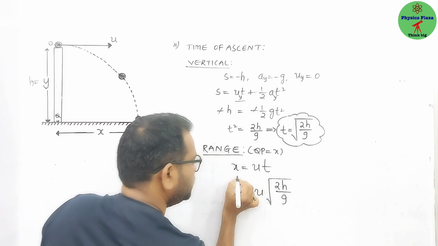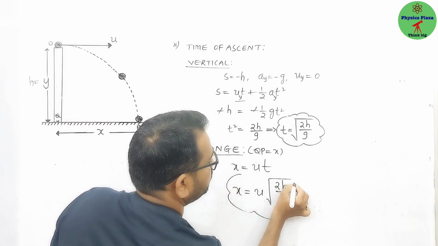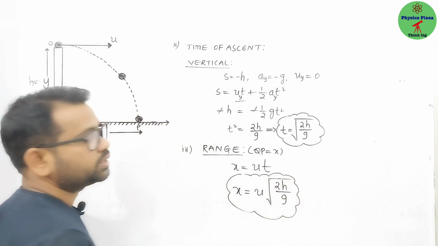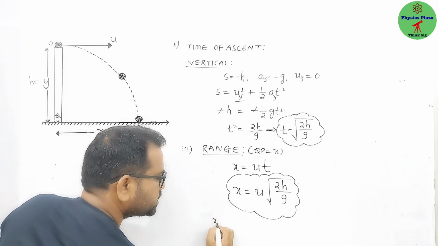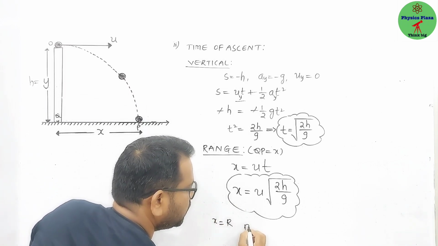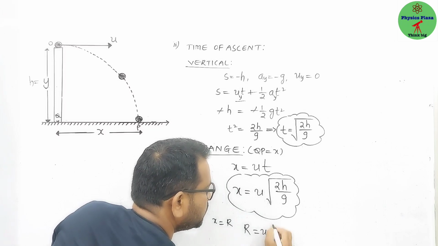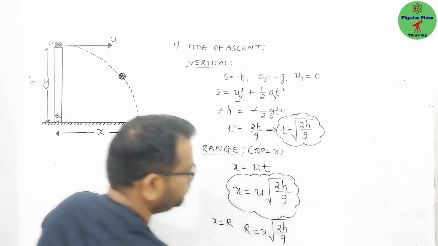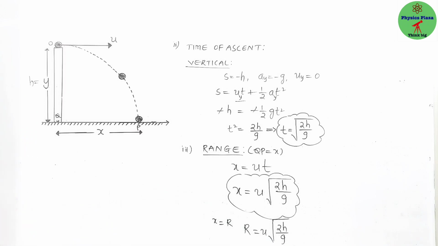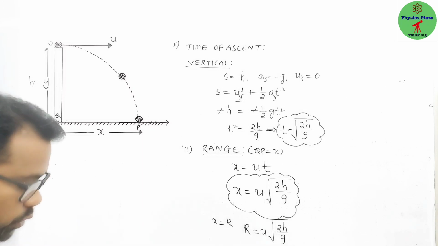So this is the expression to calculate the horizontal range. In the place of x, if you want to take r, no problem. You can write r is equal to u into square root of 2h by g. That's it. Okay, copy this. So this is about the time of ascent, and here is the range we get. Children, copy it. 3, 2, 1.